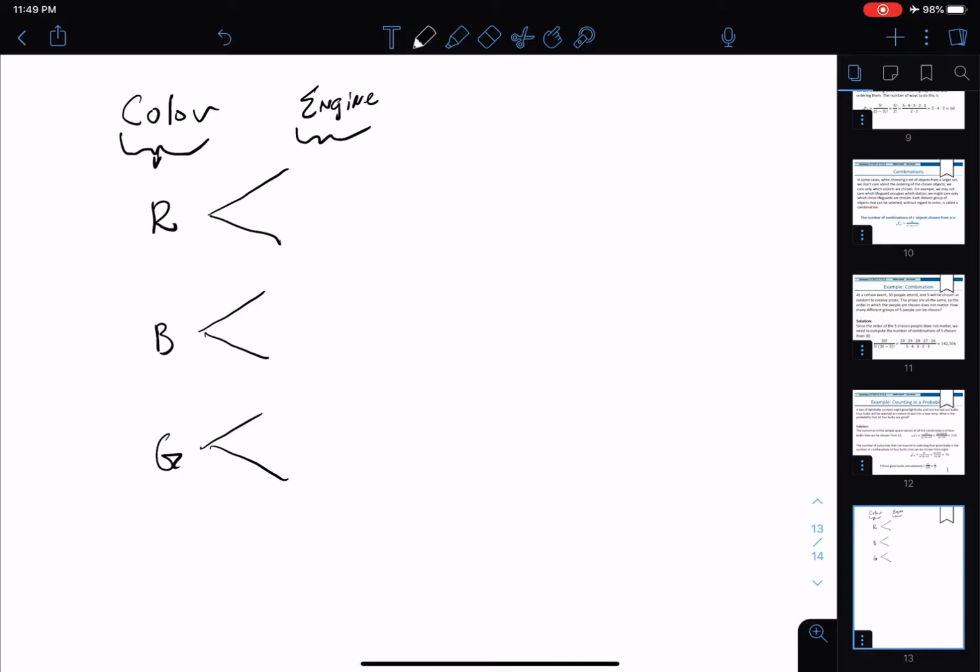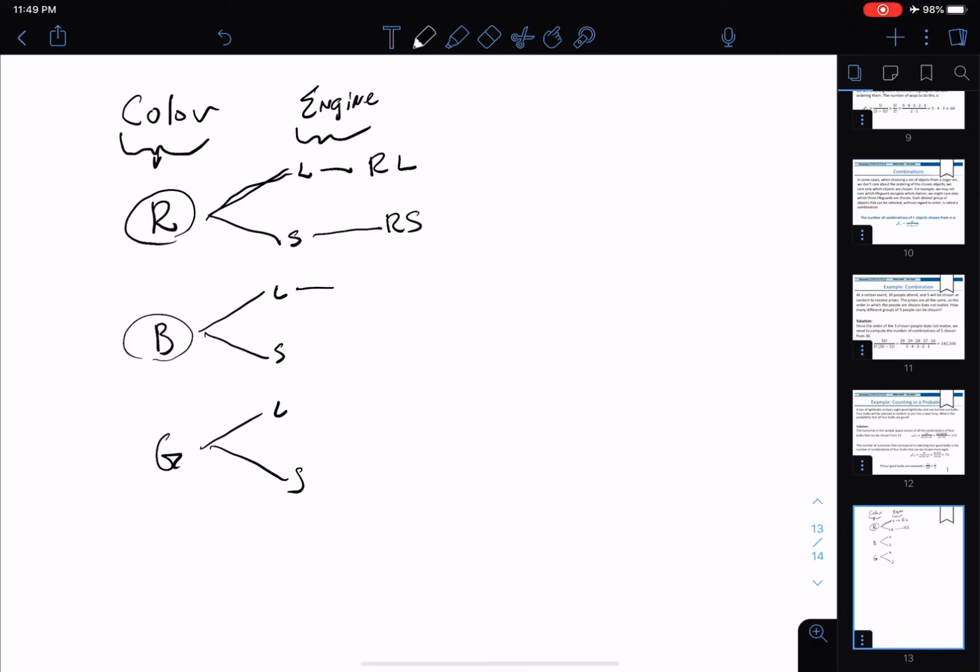And so an engine could be large, or it could be small. So each of those color choices has 2 choices of large or small. When you follow the path, a red car could have a large engine or it could have a small engine. Then follow the path of the blue, and that blue car could have a large engine, or a small engine. And finally the green car could have a large engine, or a small engine.